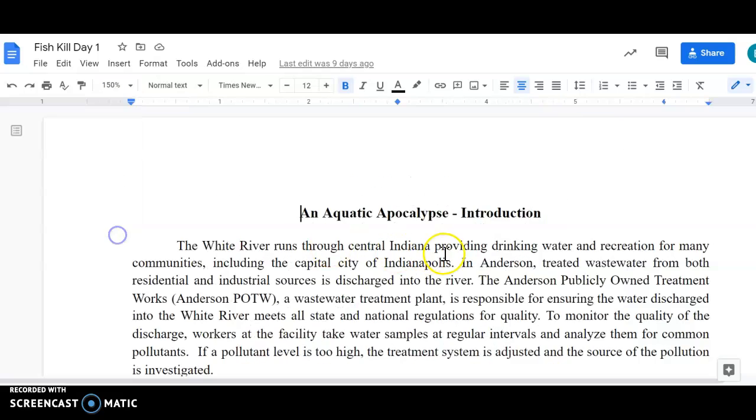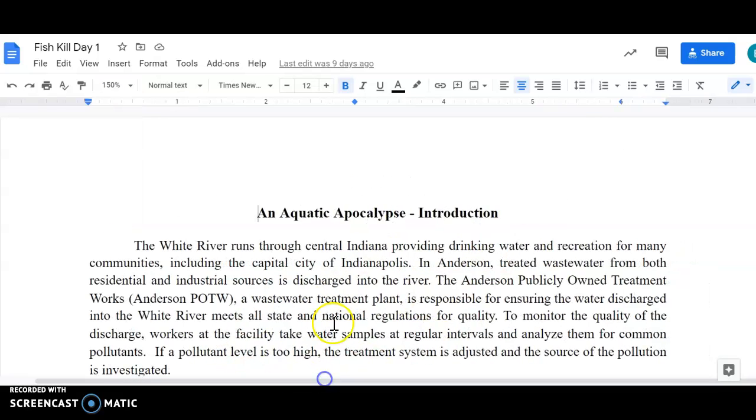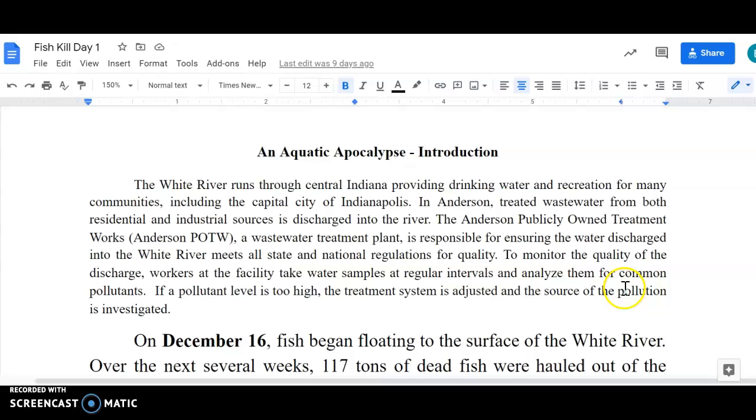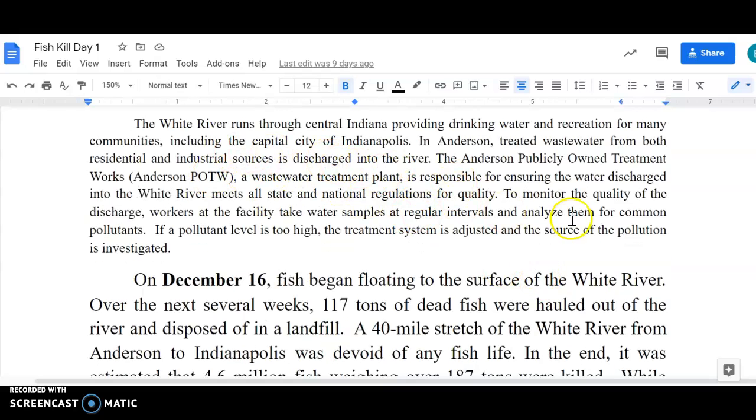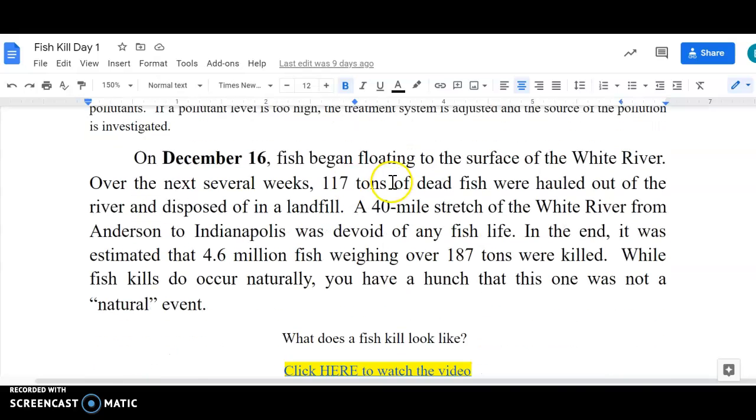So starting with day 1, we have our introduction here that talks about the sewage treatment plant providing water into the river, the fish kill, and when it happened. So it happened in December.